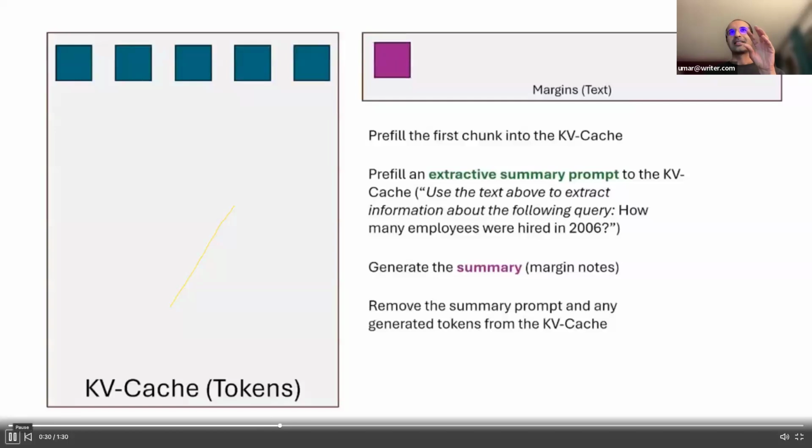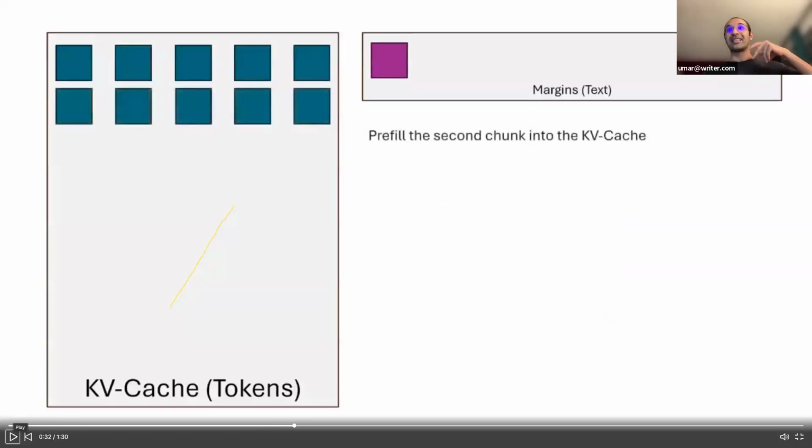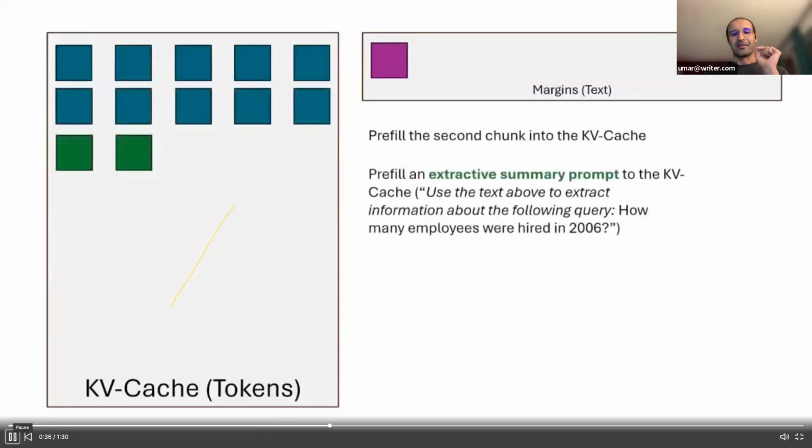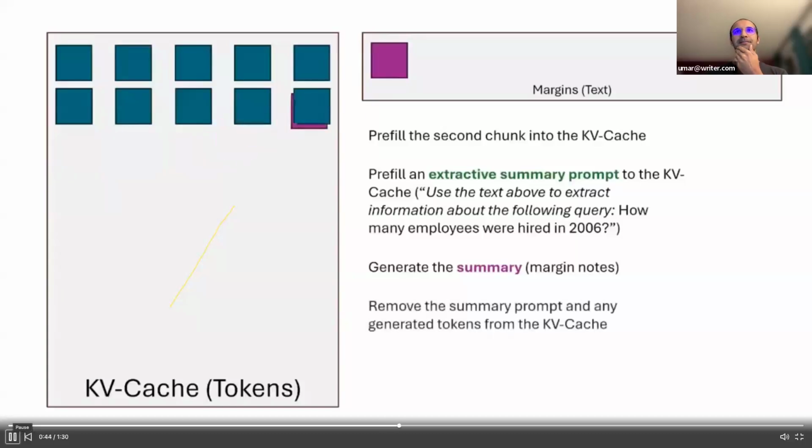So anyway, we take this margin, we save it somewhere, and then we prefill the second chunk to the KV cache. And then we again add another extractive summary prompt. And then we leverage it to generate the second margin, which will depend on the first and the second chunk of the prompt, etc., for all the chunks. So we will have a list of margins.